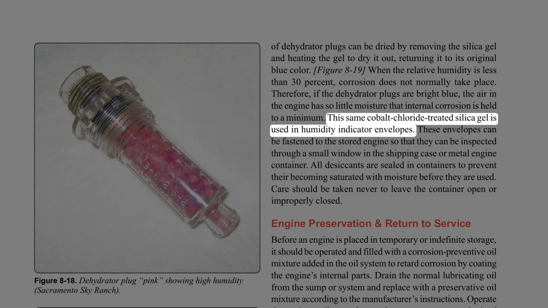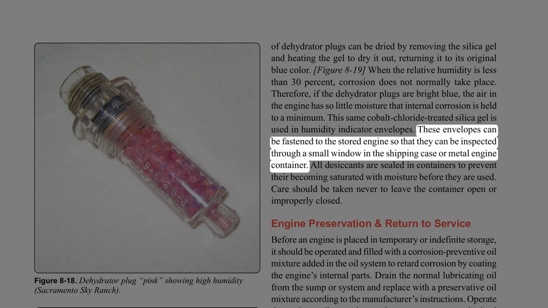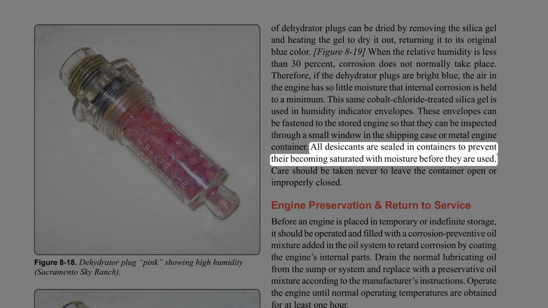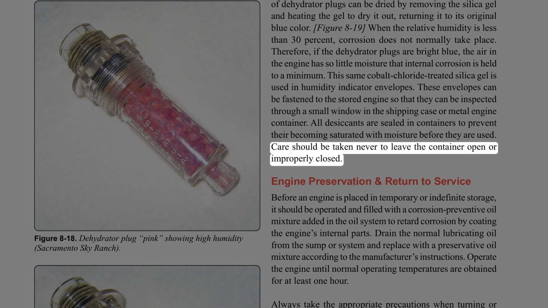This same cobalt chloride treated silica gel is used in humidity indicator envelopes. These envelopes can be fastened to the stored engine so that they can be inspected through a small window in the shipping case or metal engine container. All desiccants are sealed in containers to prevent their becoming saturated with moisture before they are used. Care should be taken never to leave the container open or improperly closed.